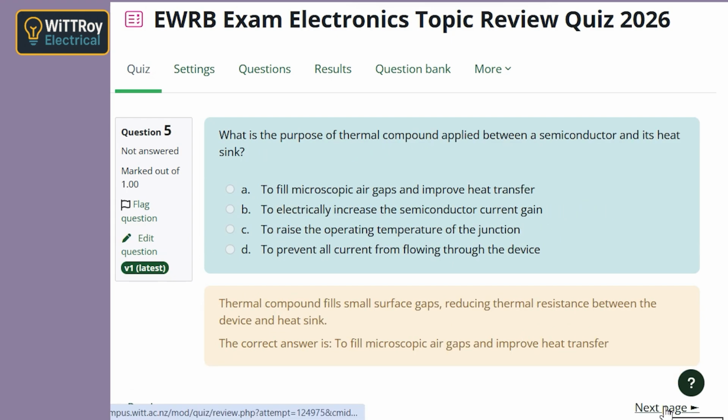Question 5. What is the purpose of thermal compound applied between a semiconductor and its heatsink? I selected to fill microscopic air gaps and improve heat transfer. That answer is right. Thermal compound fills small surface gaps, reducing thermal resistance between the device and heatsink. I'll remember the tiny air gaps. That makes the purpose of the compound quite practical.